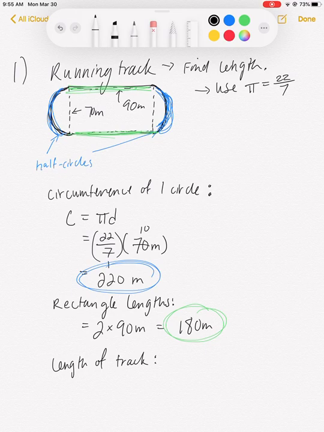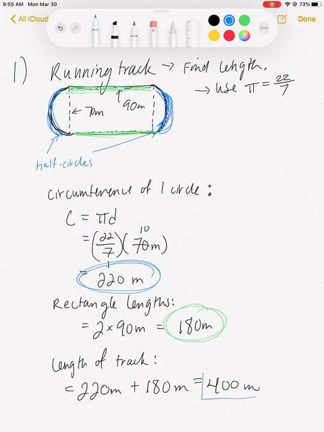We're going to do 220 meters plus 180 meters. When we add those together, we get 400 meters, which makes sense because tracks are 400 meters long. So the calculation of the circumference is an important part of this section. So there's that one.